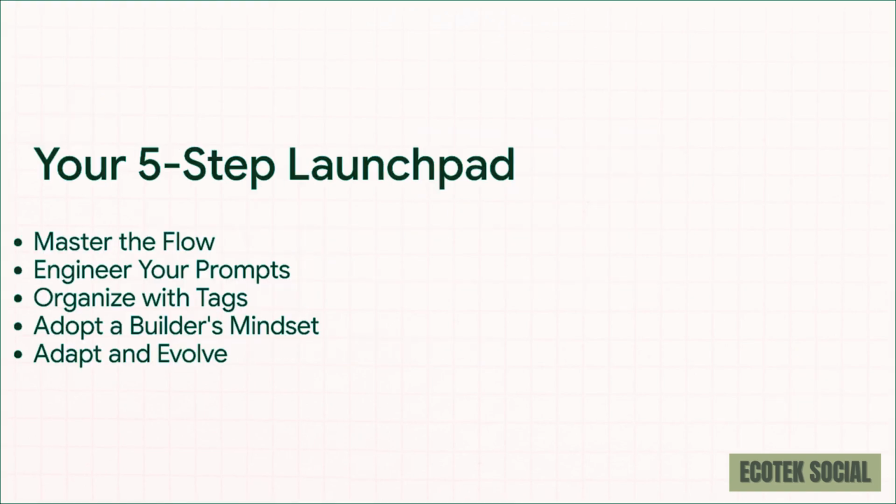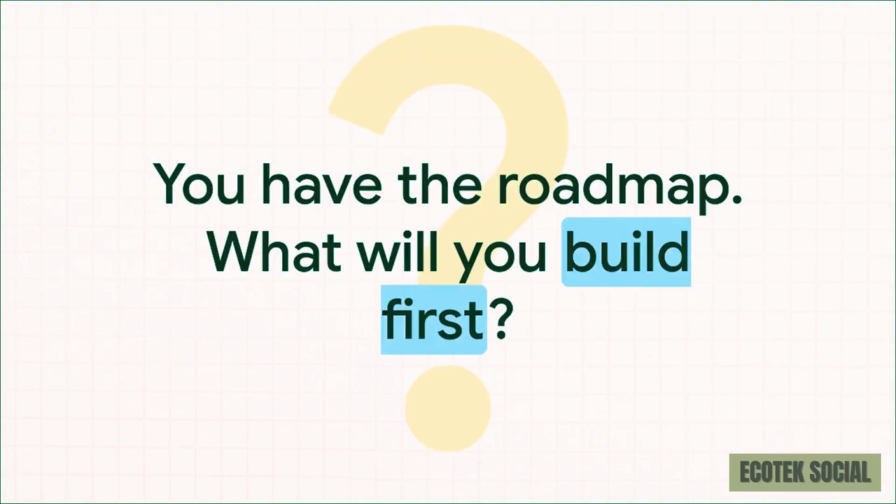All right, let's do a quick recap of our launchpad. 1. Master the conversational flow. 2. Engineer your prompts with precision. 3. Organize your users with tags. 4. Adopt a builder's mindset. And 5. Always be ready to adapt and evolve. That's it. That's your roadmap. So, you've got the roadmap. You have the 5 key pillars for success. The only question left is, what amazing thing are you going to build first?